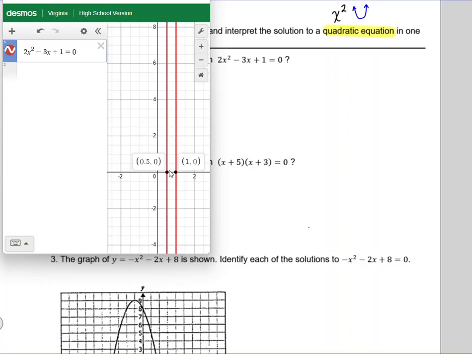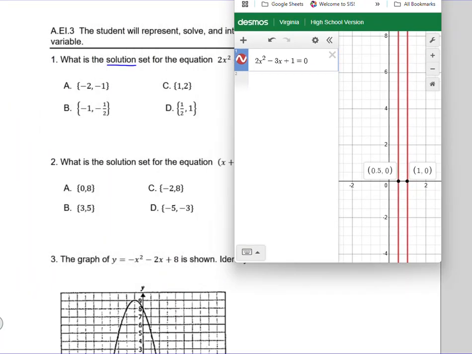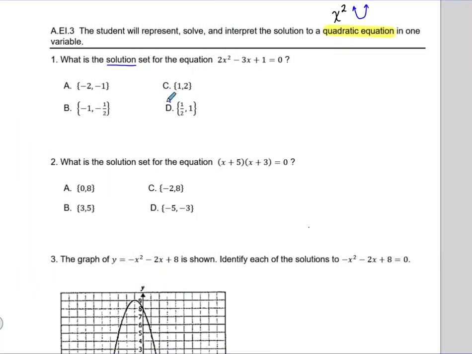There are my two solutions. My first solution is 0.5, which is basically 1/2, and then you have 1. Those are my two solutions. It's going to be D.